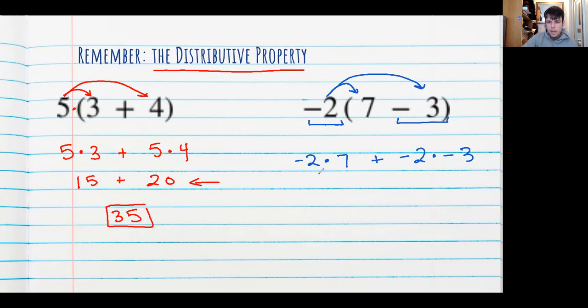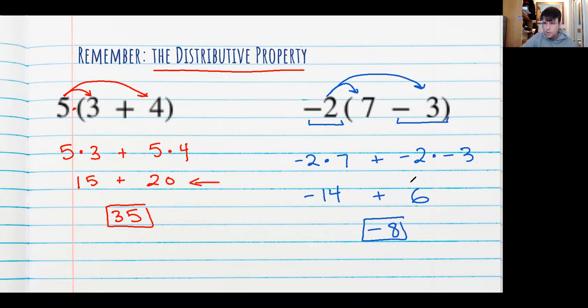Negative 2 times 7, that's a negative times a positive, so we end up with a negative, and that's negative 14. Plus negative 2 times negative 3, that's a negative times a negative, so the result will be positive. 2 times 3 is 6. At this stage, sometimes we may have to just stop here. But in this case, since these are plain numbers that can be put together, I can add these together and get a final answer of negative 8.